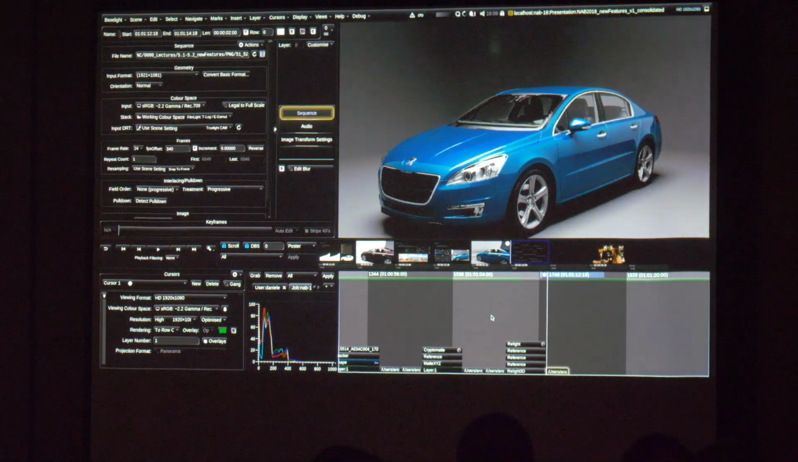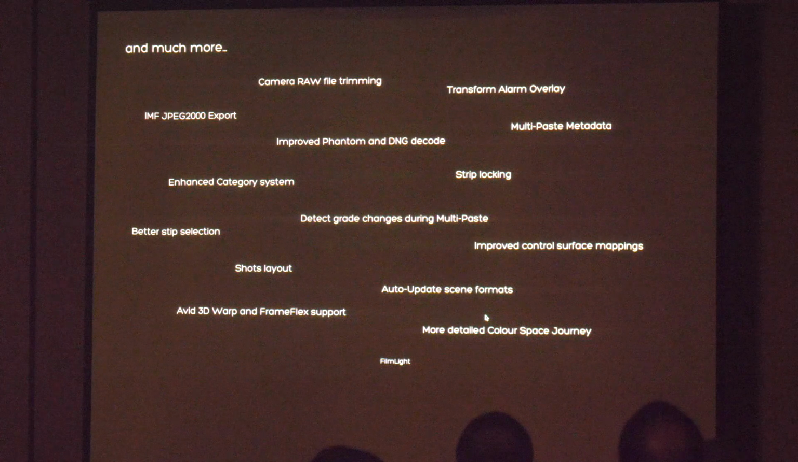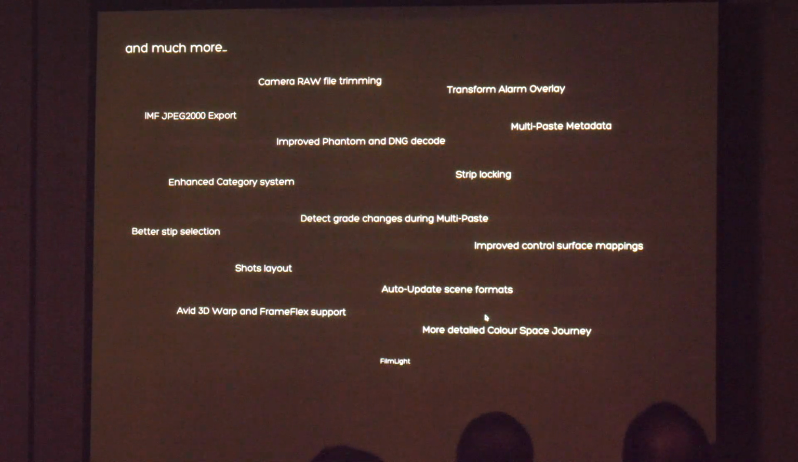So there are many more new features. I don't want to go through all of them. Maybe just pick two. They're working on IMF support and export in PreLight. An IMF compliant JPEG 2000 export is, I would say, finished and just in QC, so it will hopefully be in the final product soon, and we're also continuing in that direction.